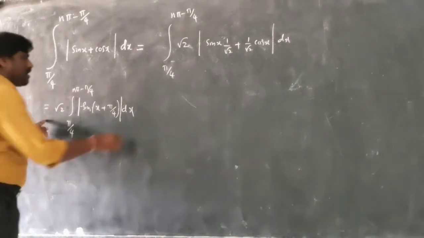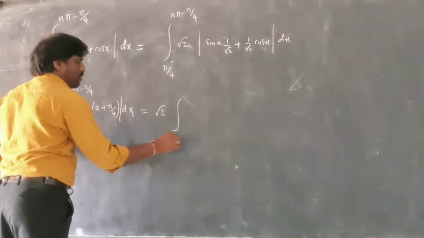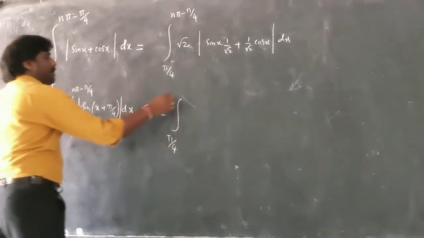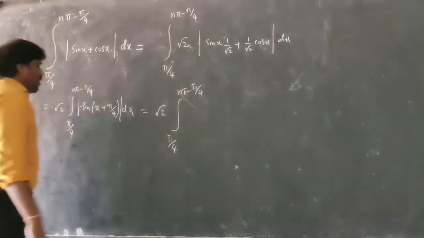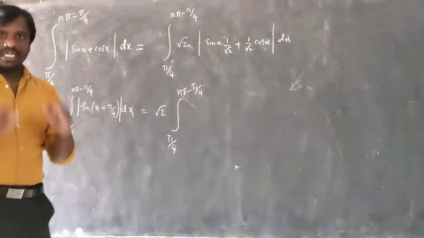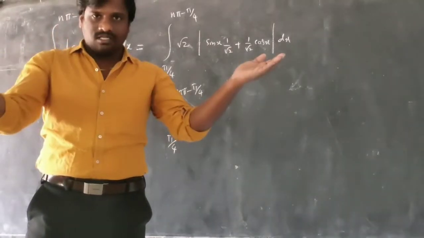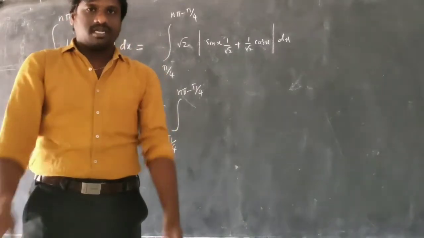Let's say this can be written as root 2 times the integration from pi by 4 to n pi minus pi by 4. Let's see how to deal with this question. To deal with it, you need to know how to open the modulus. It is important to know where the modulus is positive and where it is negative.